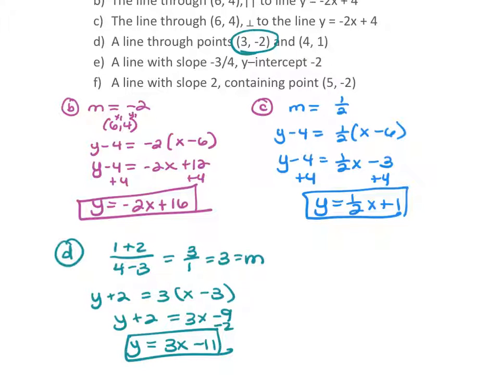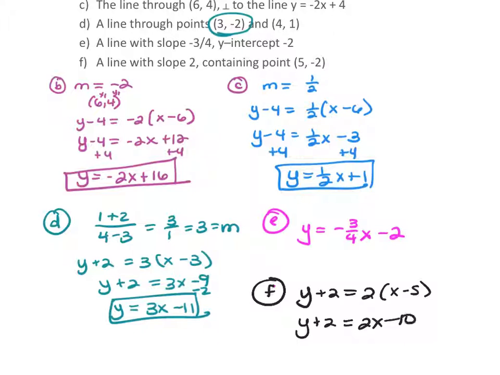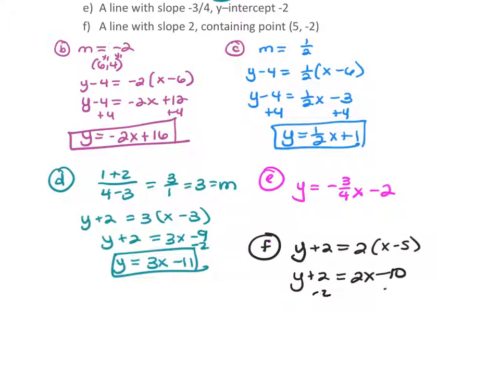Yep, point slope. All right, then E. This one's the easiest, yes? Sometimes don't give up before we get to the end, because sometimes the end's easiest. Negative 3/4 x minus 2. And F. I can plug it in point slope. So y minus a negative 2 becomes plus 2 equals 2x minus 5y plus 2. And subtract the 2.